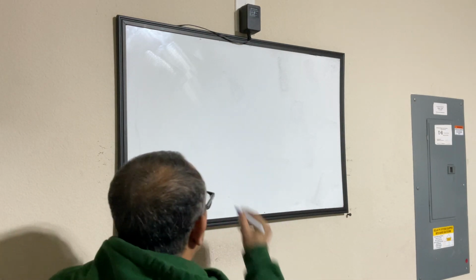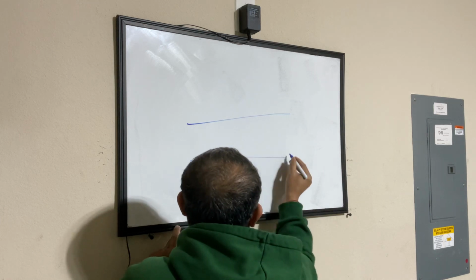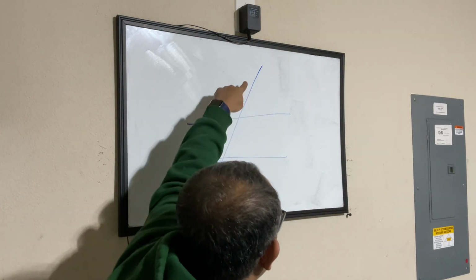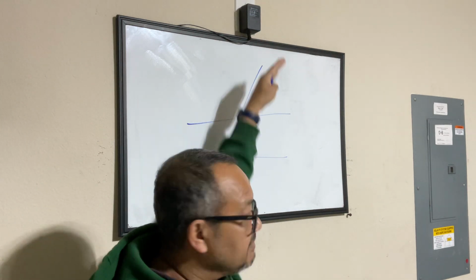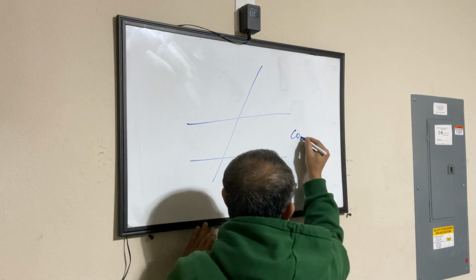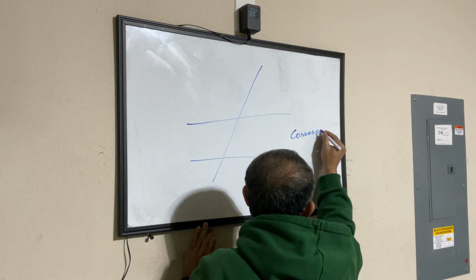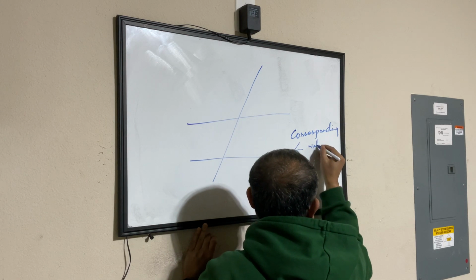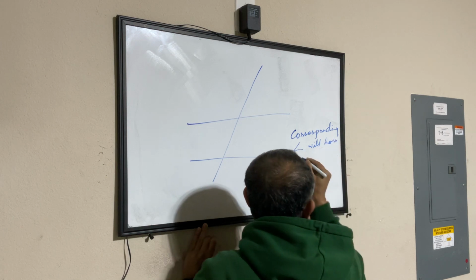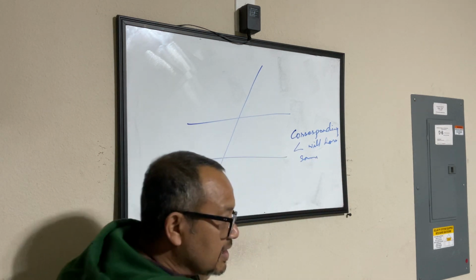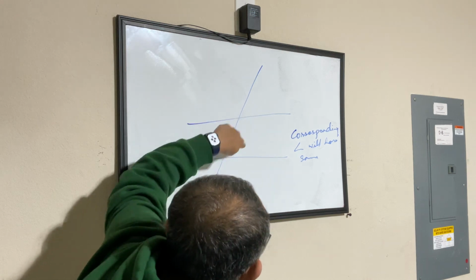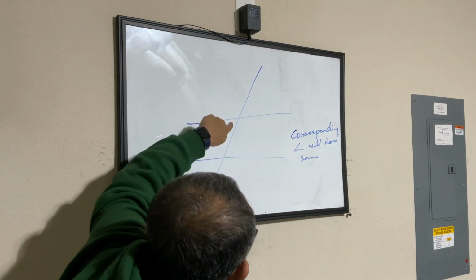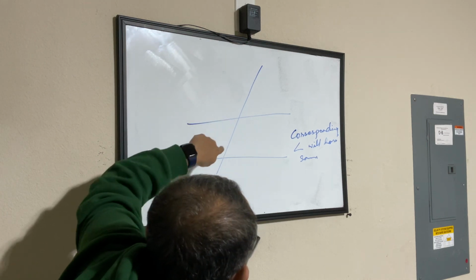So coming back to this. One rule of thumb is, if you have a pair of parallel lines and a third line intersects both of them, your corresponding angles will have the same value. Now which are called corresponding? This and this are called corresponding. This and this. This and this. This and this.